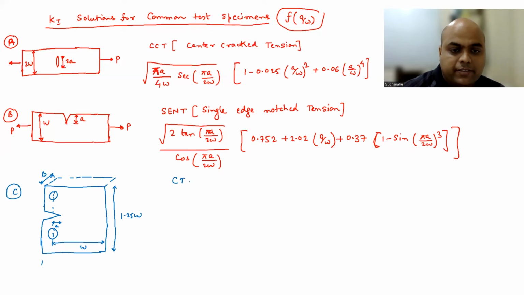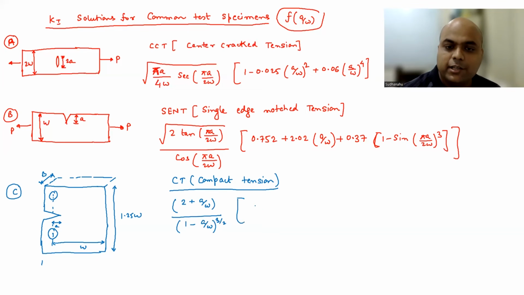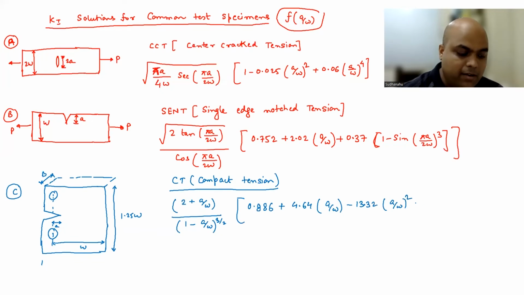So for this, which is called CT, compact tension, f(a/W) will be given as (2 + a/W) divided by (1 - a/W)^(3/2), and then an expression with respect to a/W, which is 0.886 + 4.64 a/W - 13.32 (a/W)^2 + 14.72 (a/W)^3 - 5.60 (a/W)^4.